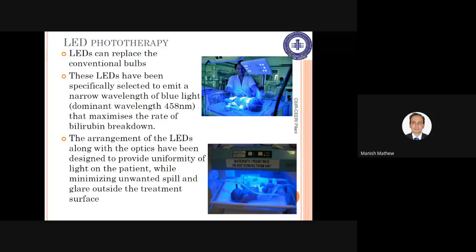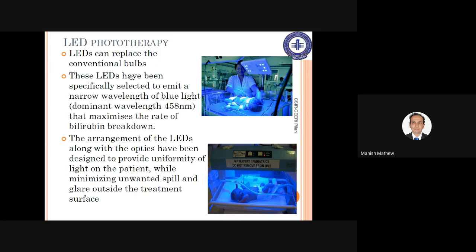Now this has been replaced with the help of LEDs. If you look at this picture, here there is an infant that is treated with blue LED lights. Once you keep the kid in this light, the yellowness due to jaundice goes out gradually. These LEDs can replace the conventional bulb because they are cheap, and they have a long life.